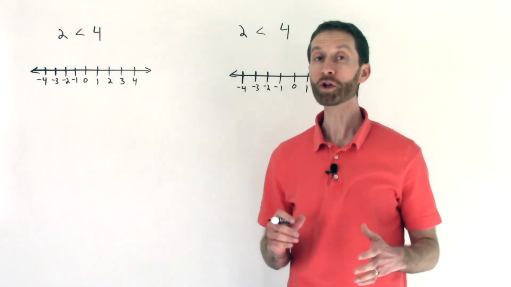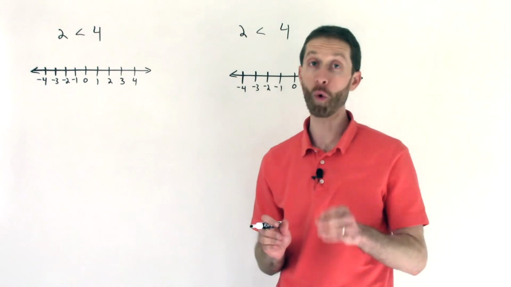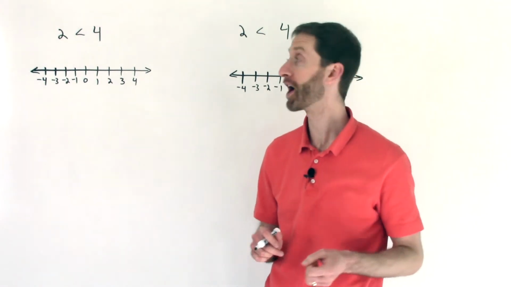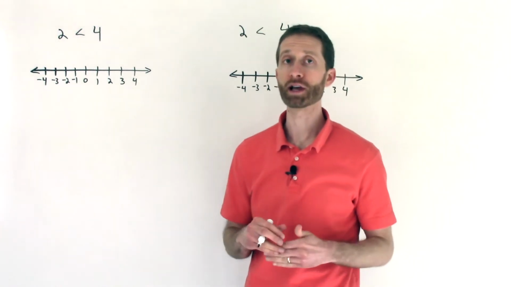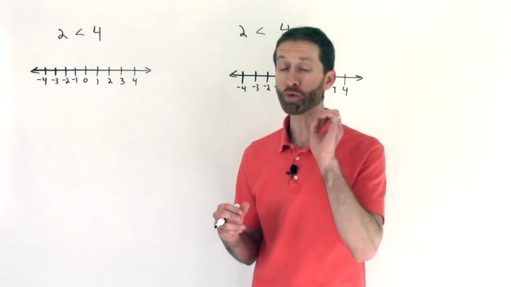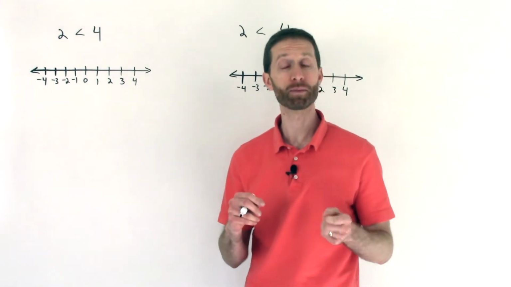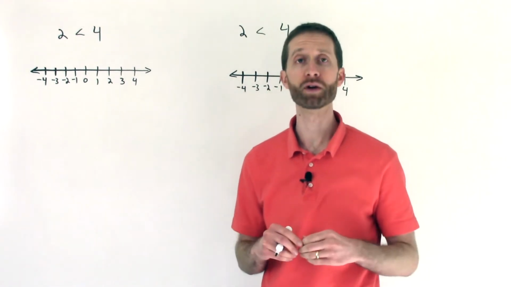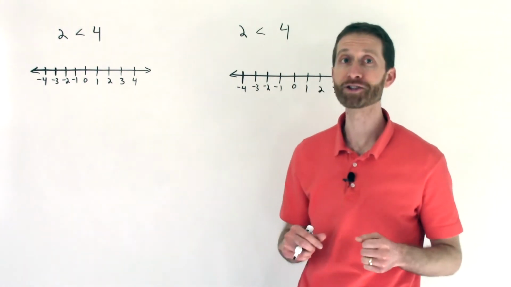In this video, we are going to discuss why when you multiply or divide both sides of an inequality by a positive number, the inequality signs do not change. Yet when you multiply or divide both sides by a negative number, the inequality signs do switch. Let's jump right into it.